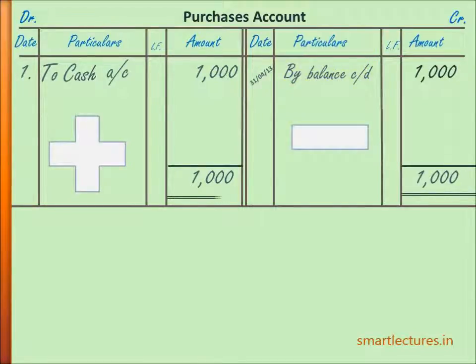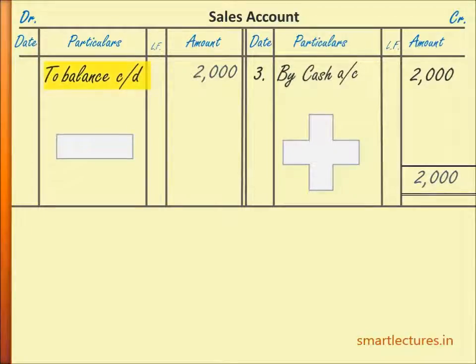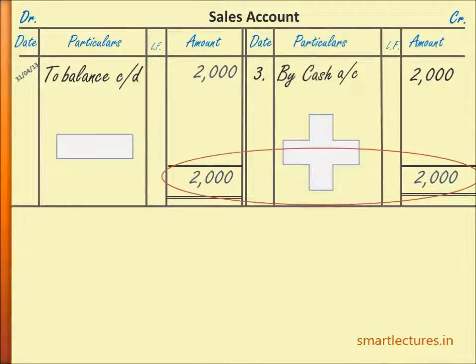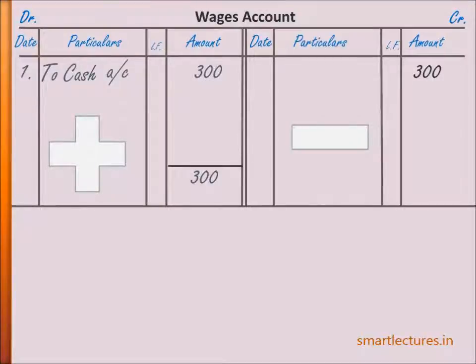Move to the sales account. On the credit side, the total is 2,000. Supply 2,000 from your own side, "To balance c/d" rupees 2,000. The date is 31st March 2013. The total on both sides is 2,000. Now wages account. The debit side total is 300. Now on the credit side, write down "By balance c/d" on 31st March 2013, rupees 300. Now the total on both sides is rupees 300.